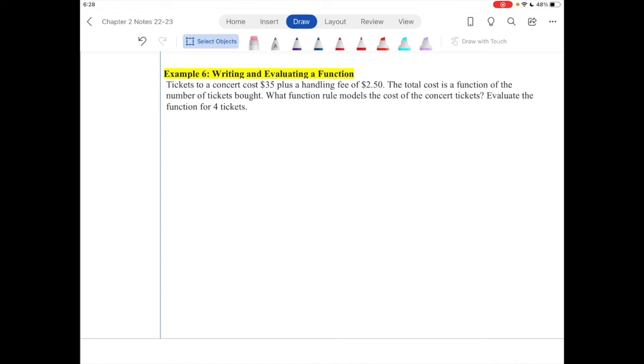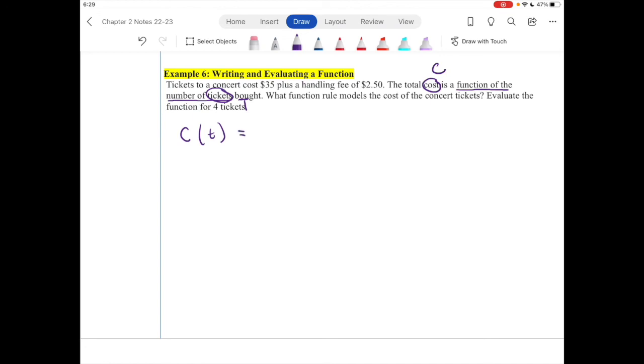So first, when we're talking about a function rule, it just means we need to write an equation in function notation. That means we're going to have two different variables. So we know that the cost is a function of the number of tickets bought. Let's represent cost with a C and tickets with a T. It tells us that cost is the function, so it's going to take the place of the f in our function notation. So we're going to now have C of T, since T is what's changing, the number of tickets that people buy. And the number of tickets they buy then determines the cost. That's why T goes on the inside.